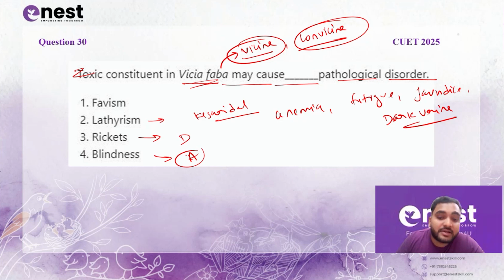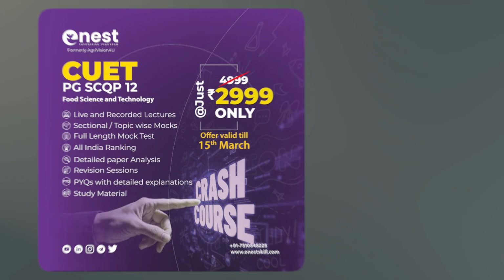But in people with enzyme deficiency, these compounds can cause hemolysis of red blood cells, which is leading to a situation known as favism, and the symptoms I have told to you. So favism is the right option for this question, which is the first option.